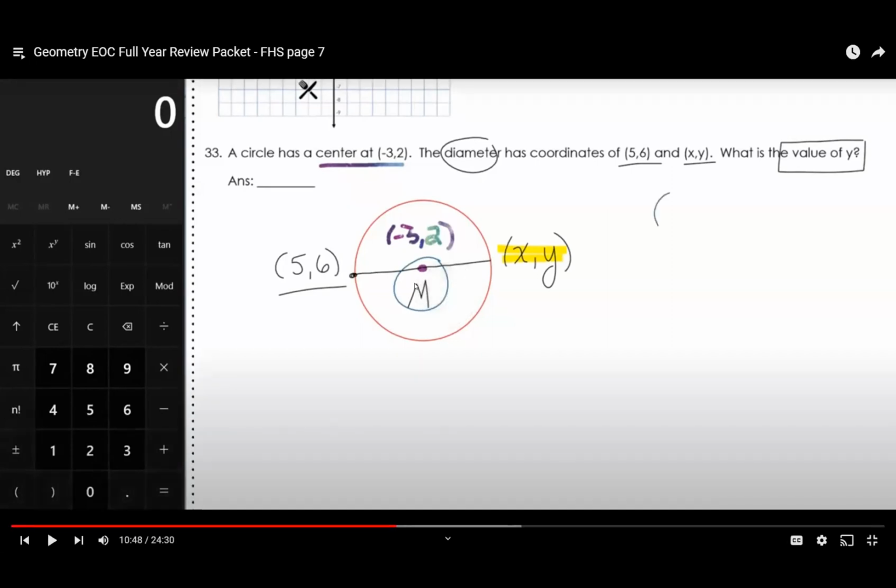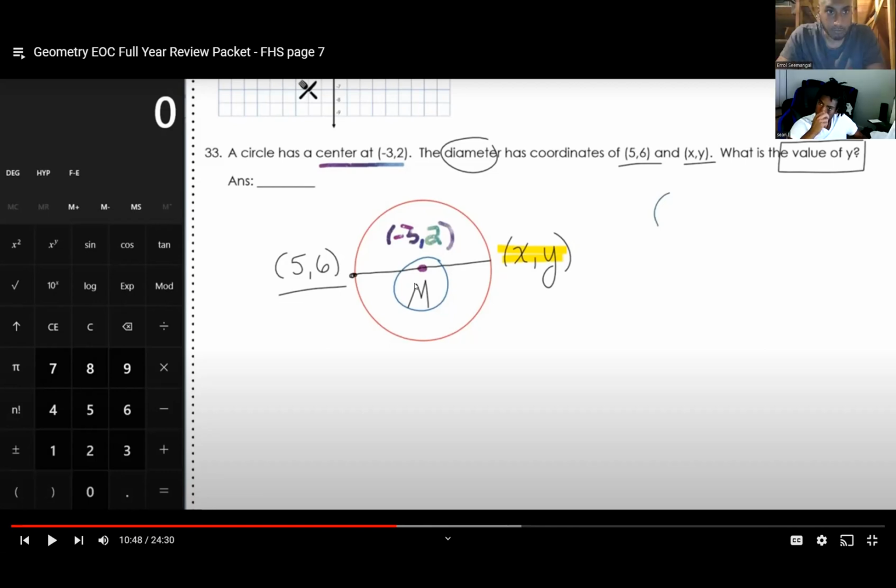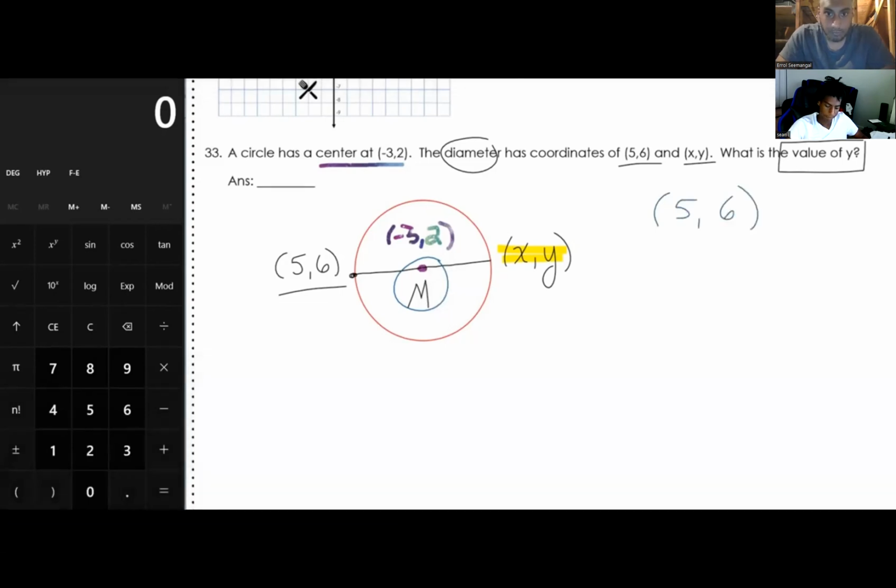You remember the midpoint formula? Yeah, I have it right here. Add the 2 x's, divide by 2. Add the 2 y's, divide by 2. Okay, that just refreshed my memory. As soon as she said the word midpoint, my brain clicked. Right. 5, 6 is my endpoint. My midpoint goes in the middle, -3, 2.